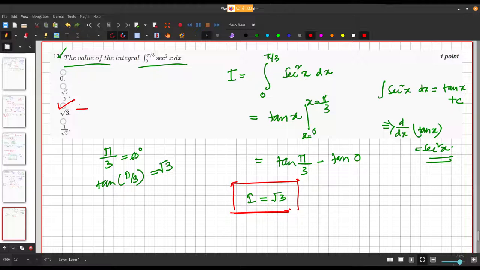And if you look at the options, you see that the third option is the one matching our answer, and this is also the correct option. So if you guys have any doubt here, you can ask me, or I can show you very briefly why this is true.